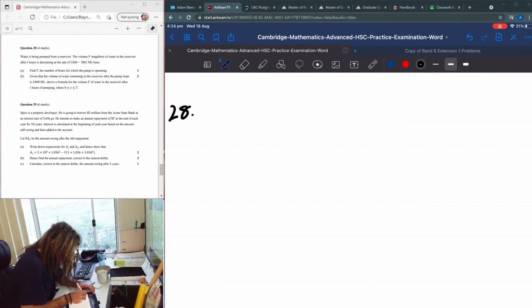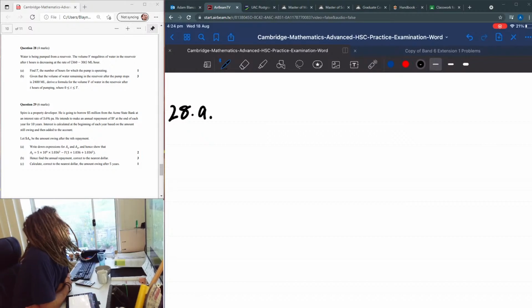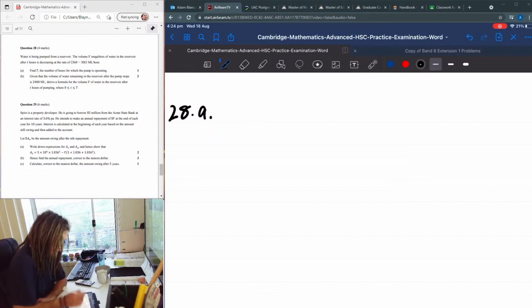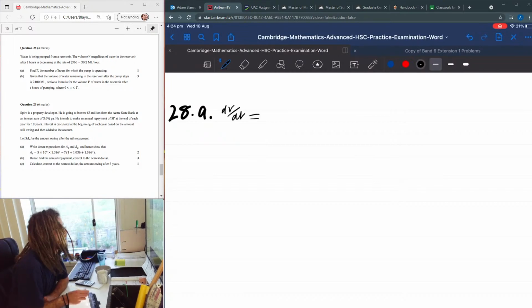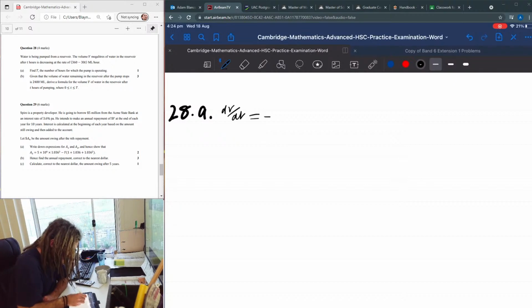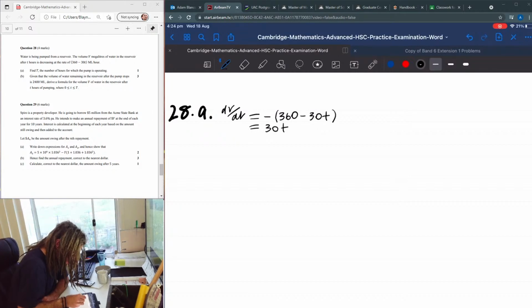Okay, A. Water is being pumped from a reservoir. The volume is decreasing at that rate. So the rate of change of the volume with respect to time is that thing, but it says it's decreasing. That's a key thing. So minus whatever that is, 360. Being pretty kind by giving me some brackets here. I'm just going to rewrite that as 30t minus 360. So just swapped everything.